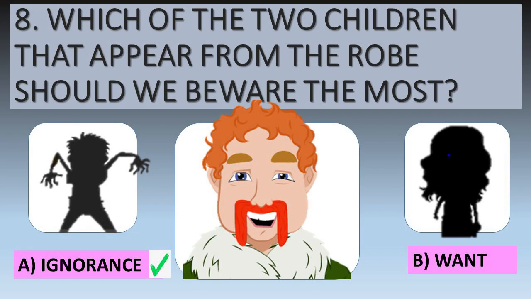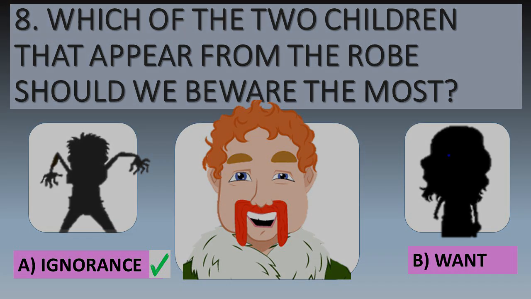Question number 8. Which of the two children that appear from the robe should we beware the most? It's the boy Ignorance that the ghost of Christmas present says that we should beware. He says, "On his brow I see that written which is doom unless the writing be erased." So Dickens is quite pathetic there, saying that if we as humanity are ignorant, it will lead to our end. Doom symbolising the end of the world.